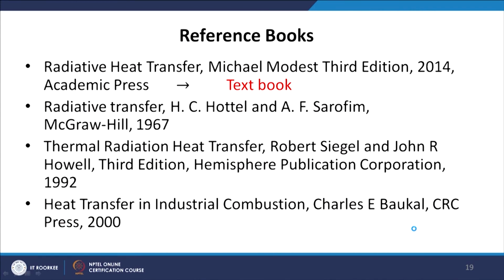For the books for this course, we will use Radiative Heat Transfer by Michael Modest, 3rd edition from Academic Press, as the textbook. Some other good books on this subject are Hottel and Sarofim, Radiative Transfer. This is a pretty old book, but very thorough. Then Thermal Radiation Heat Transfer by Robert Siegel and John Howell. This is a good book. And then some applications: if you are interested in applications of heat transfer in general, not just radiative heat transfer, but also heat transfer in general to combustion problems, then this is a good book by Charles E. Baukal. But the textbook for this course will be Radiative Heat Transfer by Michael Modest.